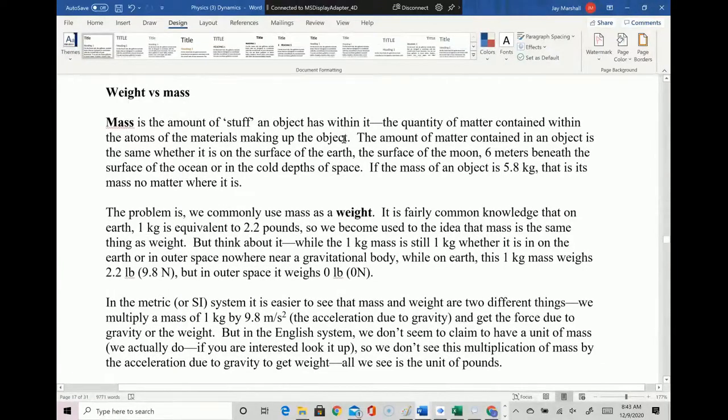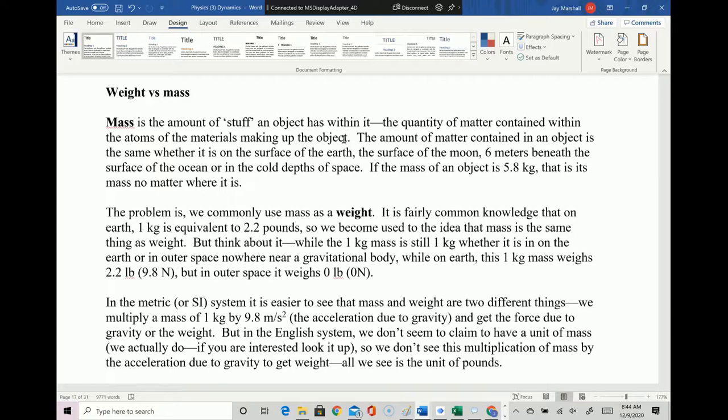Now, just to make sure, weight versus mass. Mass is the amount of stuff an object has within it, the quantity of matter contained within the atoms and the materials making up the object. The amount of matter contained in an object is the same whether it's on the Earth, the Moon, 6 meters beneath the surface of the ocean, or in the cold depths of space. If an object has a mass of 5.8 kilograms, that's its mass no matter where it is, unless it goes on a diet and loses some of that mass. Okay? But for all intents and purposes, the mass of an object doesn't change.